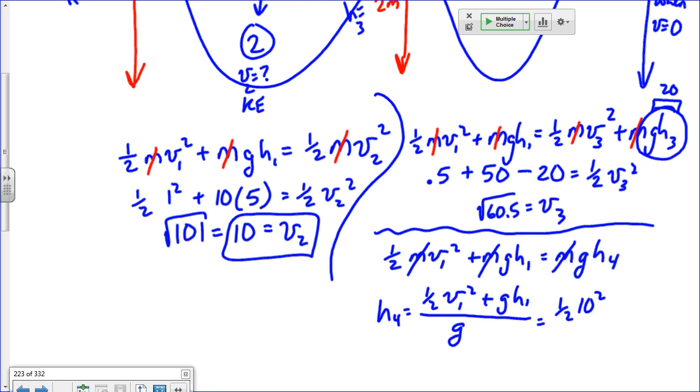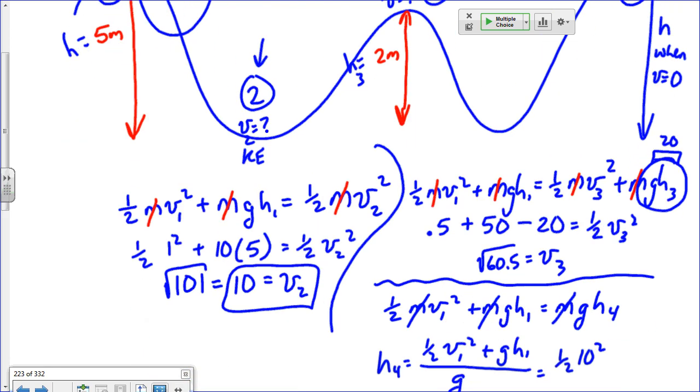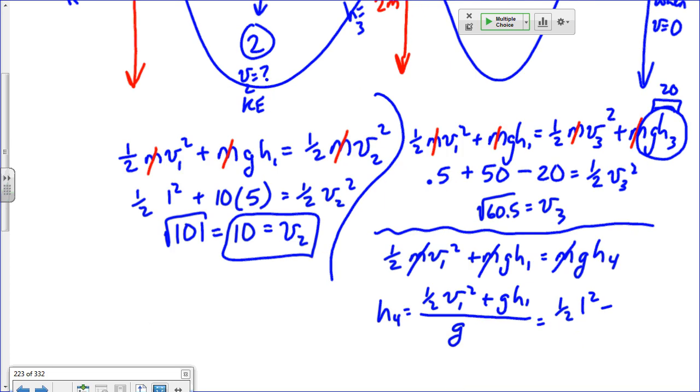No, it wasn't. What was it? 1 squared, excuse me. So that is 0.5, 50.5. 5.05 meters. So it goes up an extra 5 centimeters.